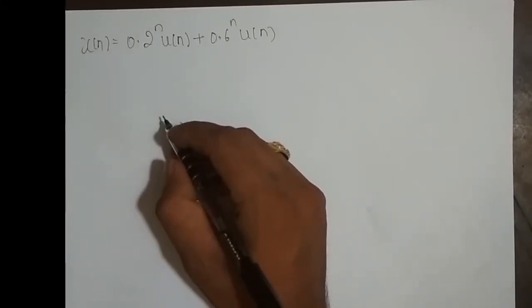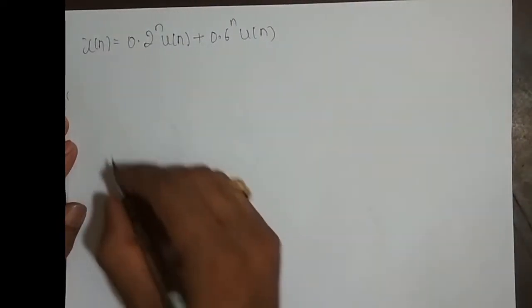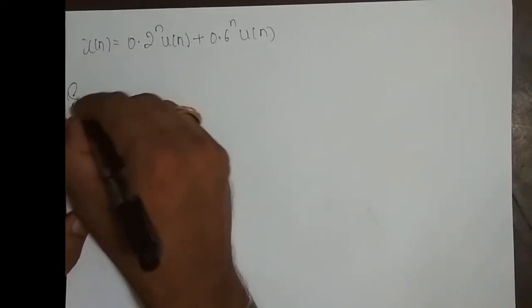Hey guys, we shall take a few more problems on Z transform and ROC. The sequence is x of n equals 0.2 power n u of n plus 0.6 power n u of n. We shall try to solve this problem.